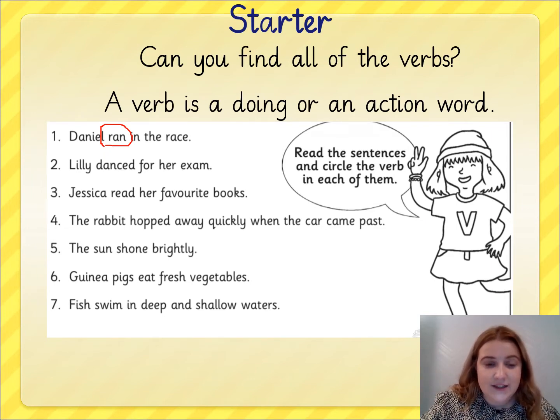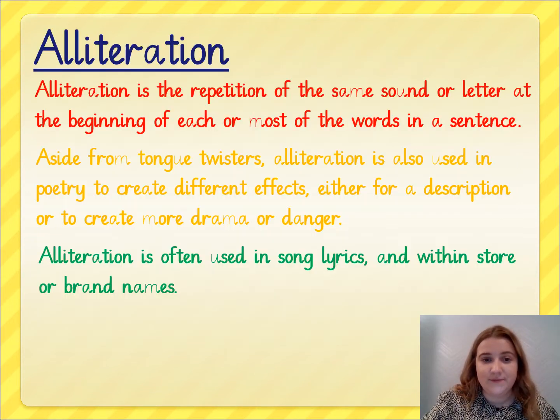Lily danced for her exam. Danced is the doing word. I can do it, so that must mean it's a verb. I'm going to write down the word danced. For the next few sentences, read them. Write down the verb for me, the doing word.